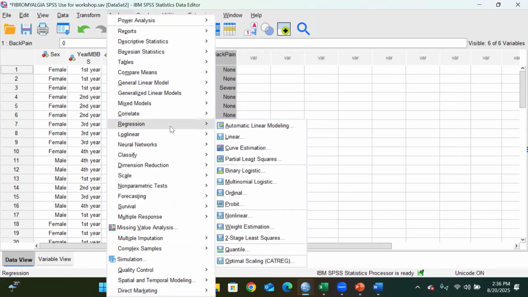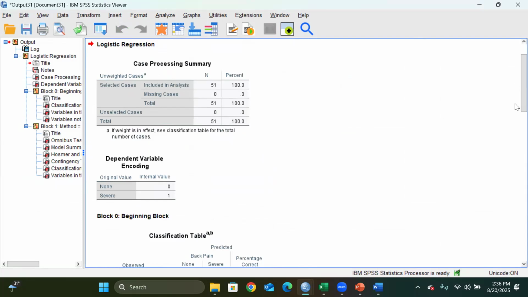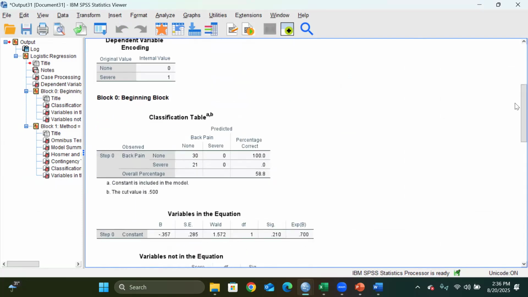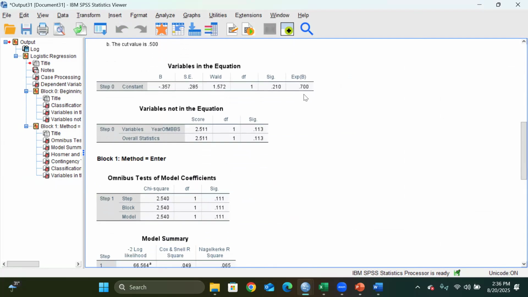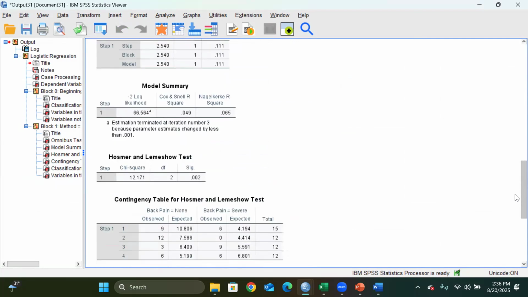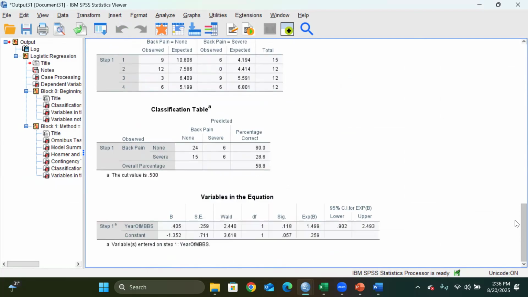I want to run regression analysis, binary regression, and I want to just see the relationship between year of MBBS and back pain. Okay, and I will press OK. Now it's showing me the data. It's 0.7, and yes, this is the contingency table. And then we move on.